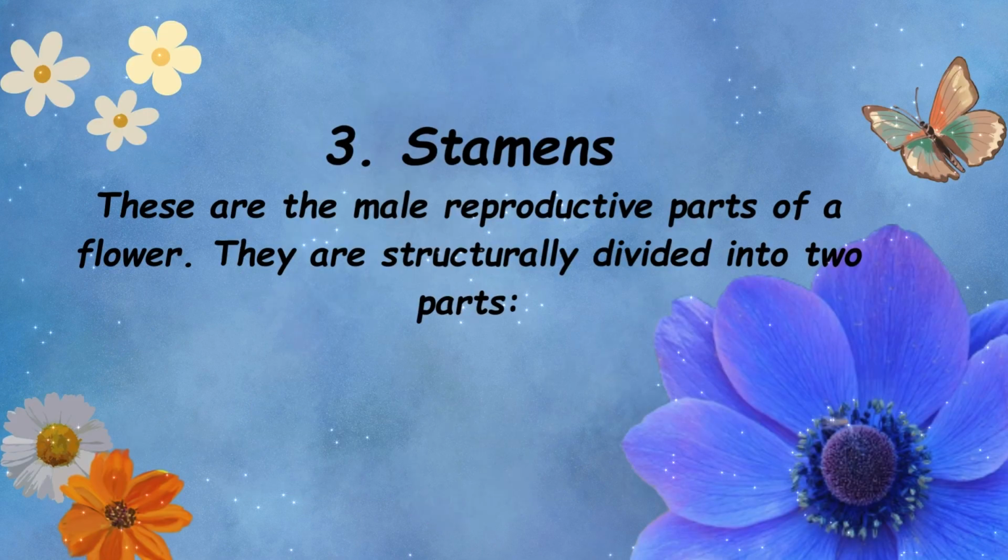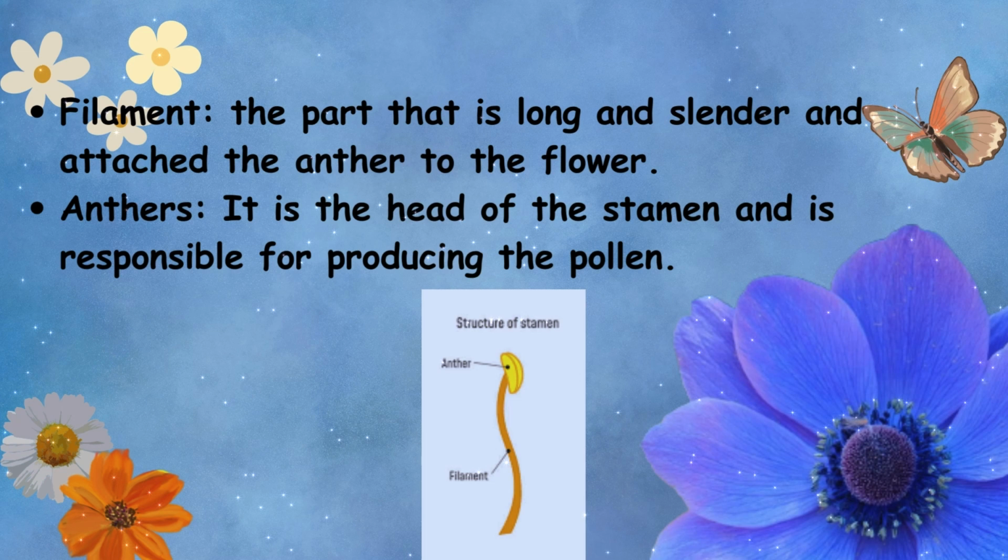Next comes stamen. These are the male reproductive parts of a flower. They are structurally divided into two parts. First is the filament, the part that is long and slender and attaches the anther to the flower. Next is the anther, which is the head of the stamen and is responsible for producing the pollen.